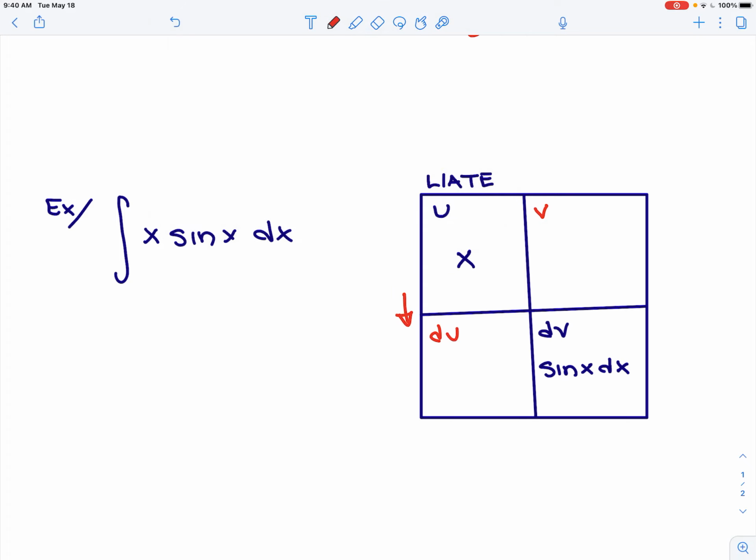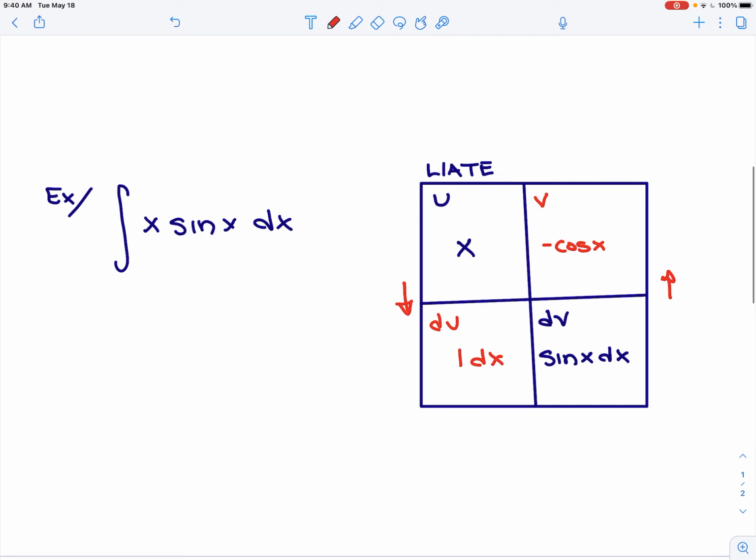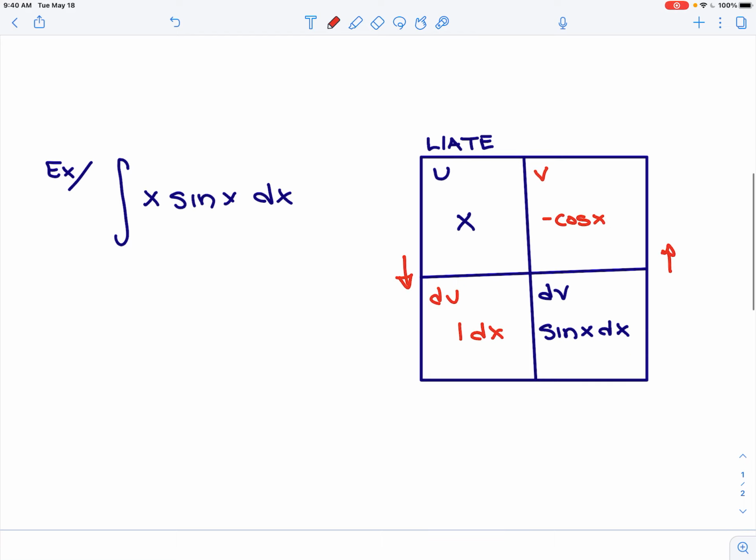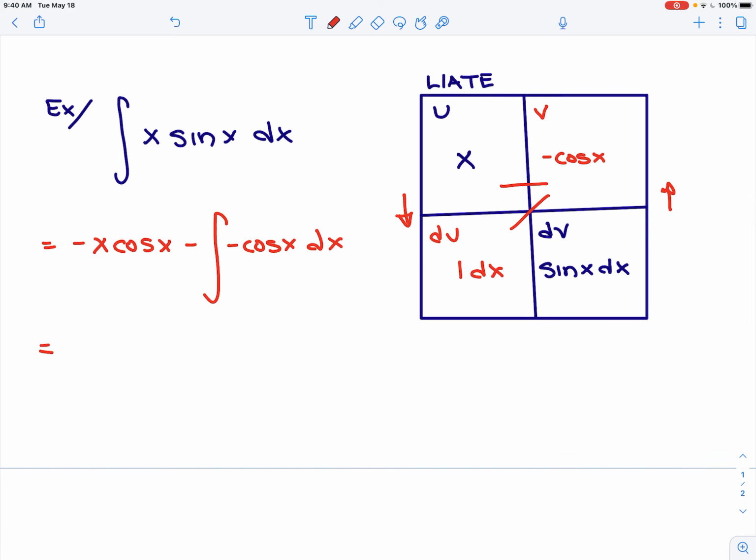So I take the derivative, which is 1, and then I have a dx. And then I integrate. The integral of sine x is minus cos x. I'm not going to put the plus c. And then it's going to be this times this, so minus x cos x, and then minus the integral of minus cos x dx. So this is going to equal minus x cos x plus, and the integral of cos x is sine x plus c.